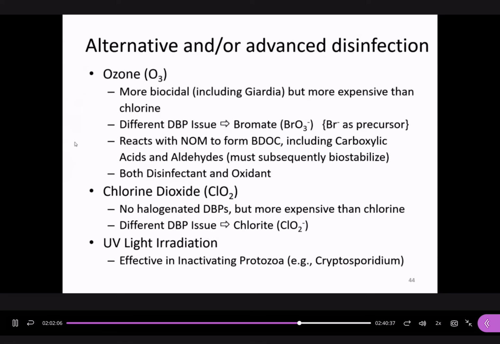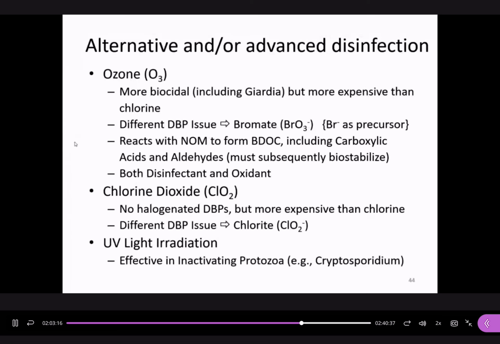As we have seen from the CT value, ozone is more biocidal but more expensive than chlorine. It is effective against Giardia. But for ozone, the most dramatic issue is production of bromate. If you have bromide ion in water and you add ozone, you will get bromate, and bromate is carcinogenic. So that limits the application of ozone. If you have water containing bromide, you cannot use ozone for disinfection.